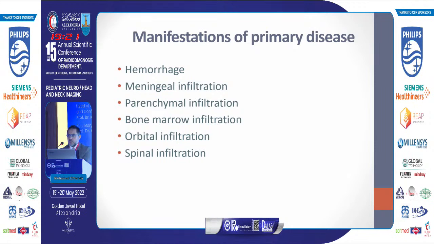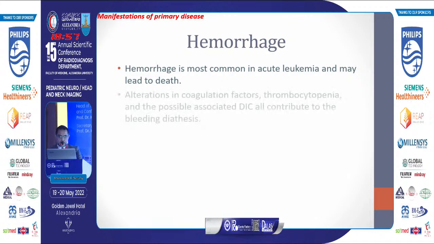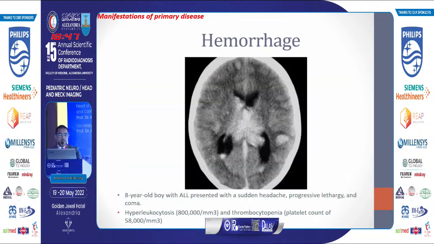which used to come because of the leukocytosis and the abnormal blood profiles that happen with these patients. Meningeal infiltration, parenchymal infiltration, bone infiltration, and orbital and spinal infiltration. Hemorrhage is most commonly seen in acute leukemias and usually or may lead to death in many cases. Usually happens when the leukocytic count is very high, more than 300 per cubic millimeter.